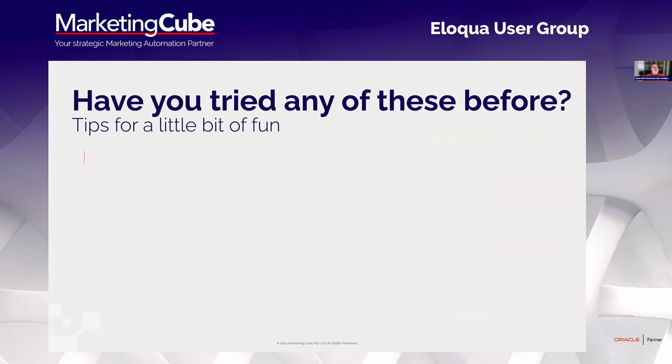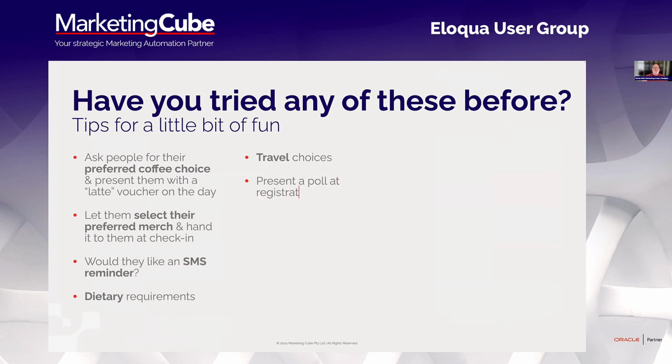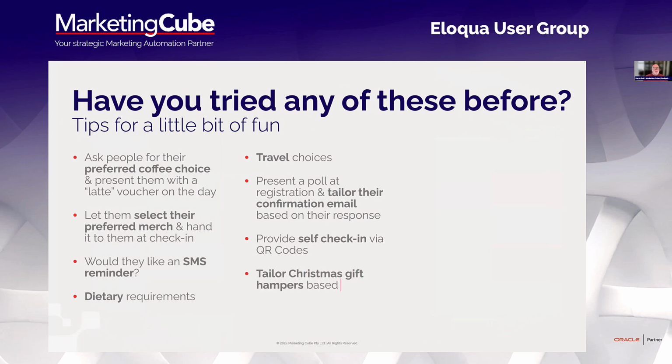Okay, so have you tried any of these before? Now, these are just kind of some fun, and you might argue maybe a little bit silly, but today's all about trying to make some fun, right? So, what if you were to ask people at the point of registration what their preferred coffee choice was? And imagine if when they arrived, you were able to give them a voucher or whatever it might be to go and get their particular coffee, or even if you're that organized, my gosh, have their coffee ready for them. That one could be a bit of a struggle. You don't know when they're going to arrive.